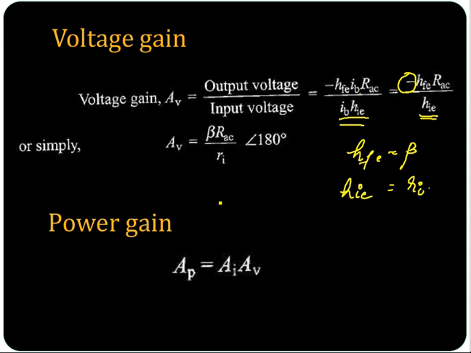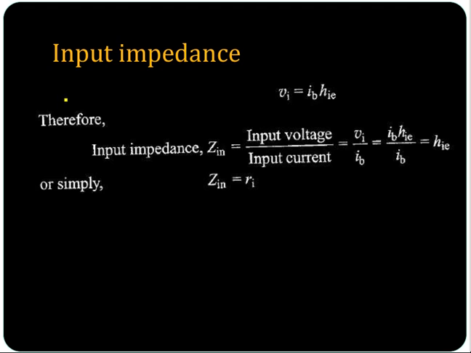Okay. Now power gain. What is power gain? Power gain is simply the product of current gain and voltage gain, AI into AV. Next term is input impedance. So VI is equal to IB into HIE. What is input impedance? Input voltage by input current. We already mentioned this. So it is IB HIE by IB, which is equal to HIE. Simply we can say that HIE equals RI, the input impedance.